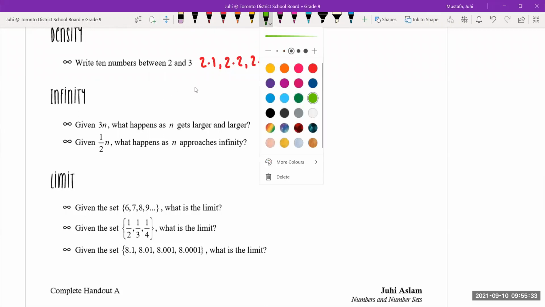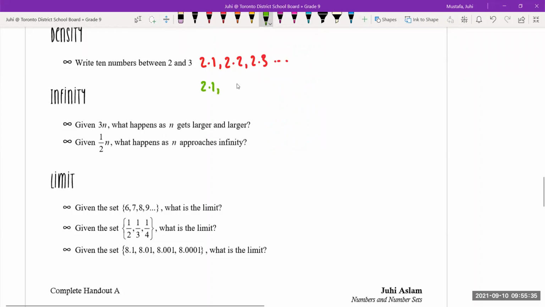You could have also done 2.1, 2.11, 2.111, and just kept adding ones. You could have also done 2.0001, 2.0002. So the possibilities are endless, and that's why it is said to have an infinite number of solutions.